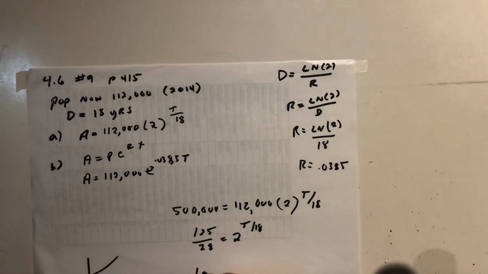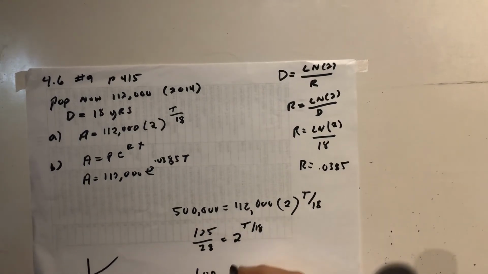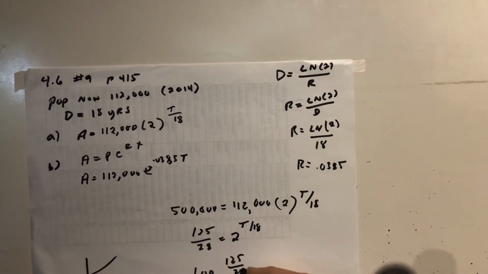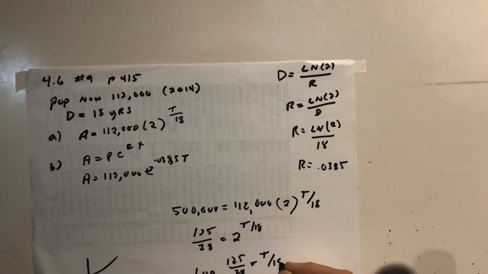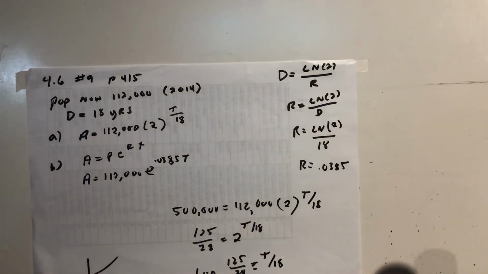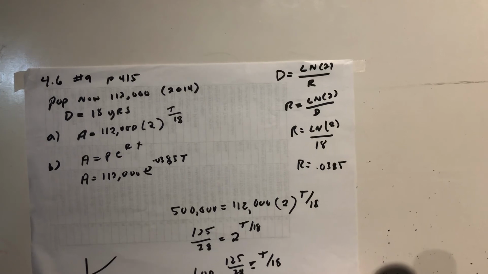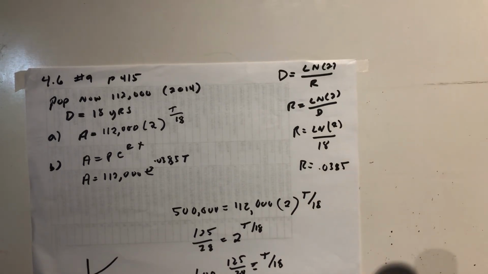Now we have to take the log. 2 has the exponent, that's our base 2, of 125 over 28 equals t over 18. Do this on your calculator, multiply it by 18, and you should get 38.9 years. 38.9 years to go from 112,000 to 500,000, almost 40 years.